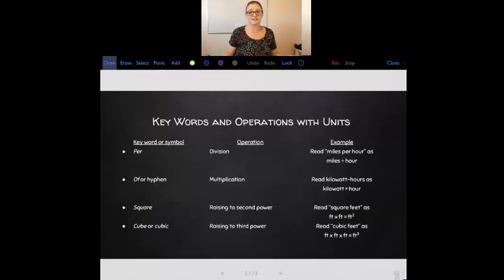Square means we're raising something to the second power, so feet times feet would be feet squared or square feet. Cube or cubic is when we're raising something to the third power, so feet times feet times feet is cubic feet, or whatever the unit is. You could have cubic meters or something like that.